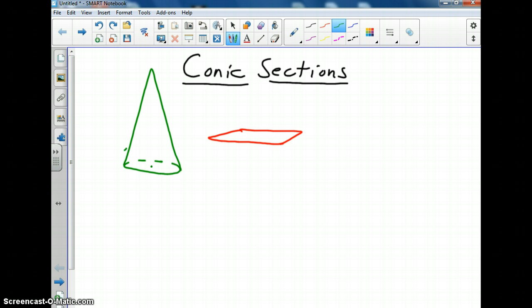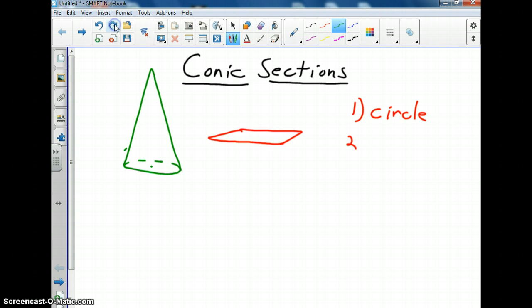Okay, so when this plane intersects this cone, it can make 4 different shapes. So here we go. The first shape is a circle. You guys have studied circles, right? You know what a circle is. You see, this is going to be an easy lesson for most of you. It's just kind of refreshing your memory. I learned this in geometry. This should not be challenging for you.